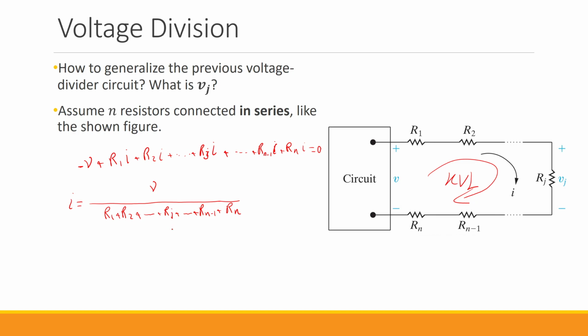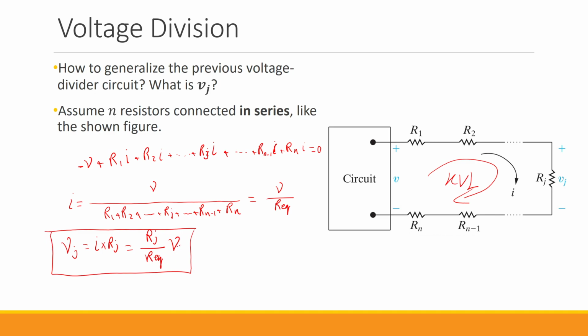So let me just quickly write it like this, Req. Now that we have this, what is the voltage across Rj? So Vj equals I multiplied by Rj, or Rj over Req multiplied by V. So this means that this portion of the initial voltage will be across Rj. What portion will be across R1? So V1 becomes R1 divided by Req multiplied by V. What portion is across Rn minus 1? So Vn minus 1 equals Rn minus 1 over Req multiplied by V.